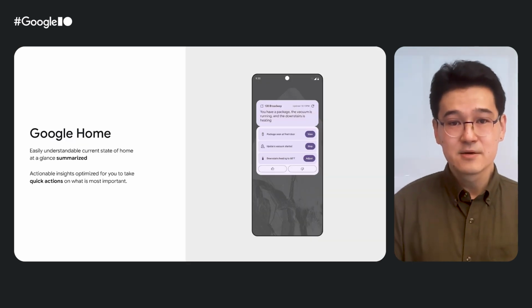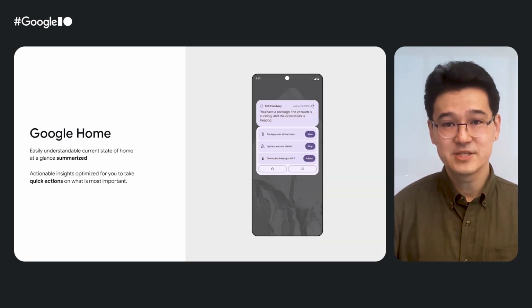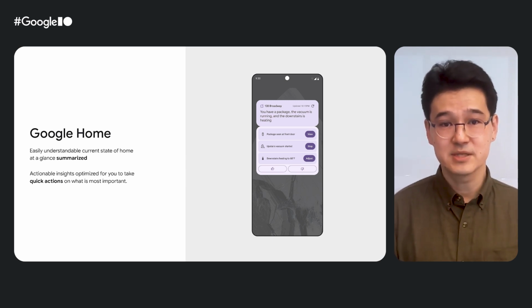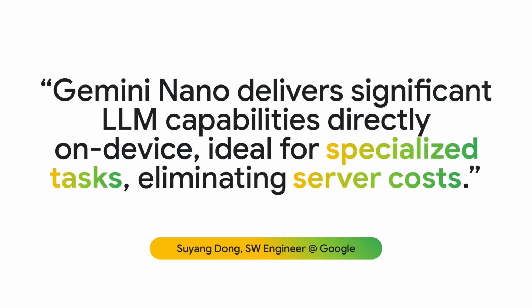Google Home's new status widget uses Gemini Nano to provide status updates about your home. The Nano model analyzes complex data such as the device states, camera events, and activity logs, and then synthesizes this information into a simple summary report. The Google Home engineers found that Gemini Nano is excellent for handling specialized tasks and saving on server costs.